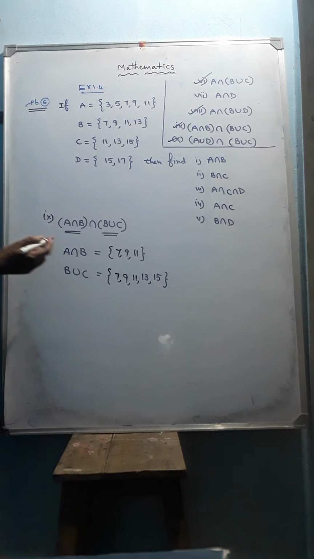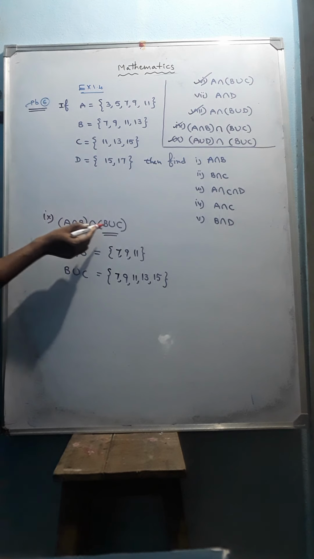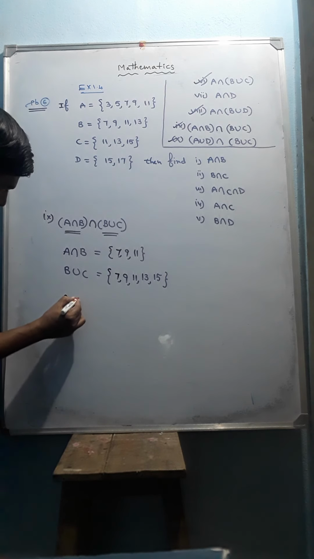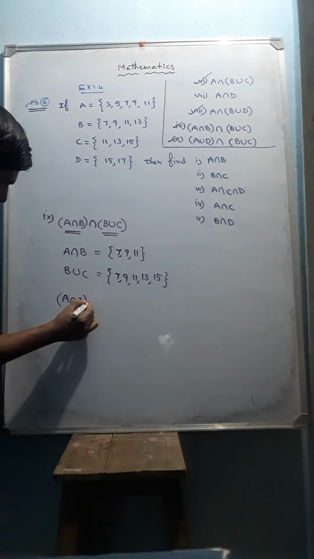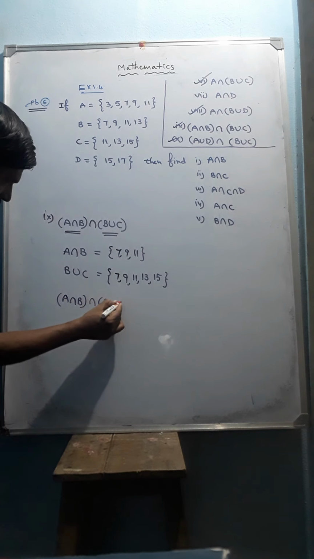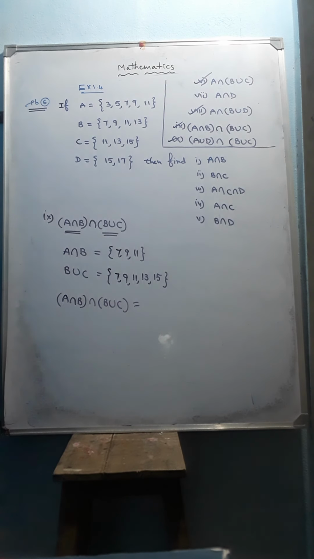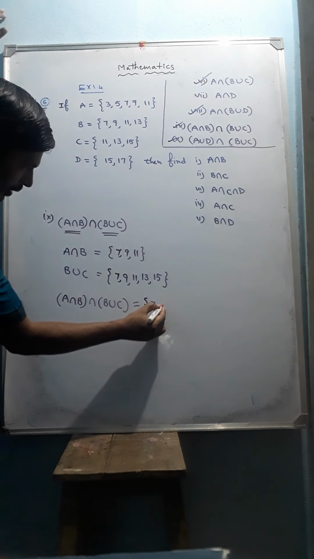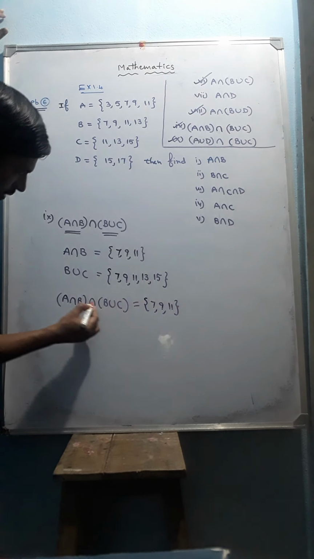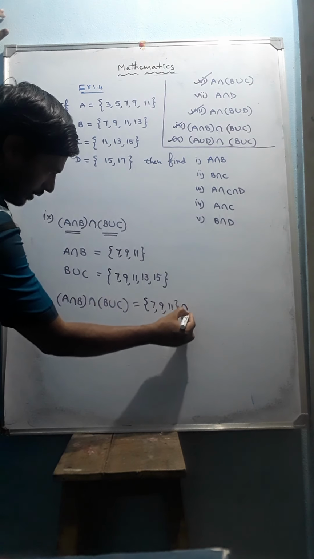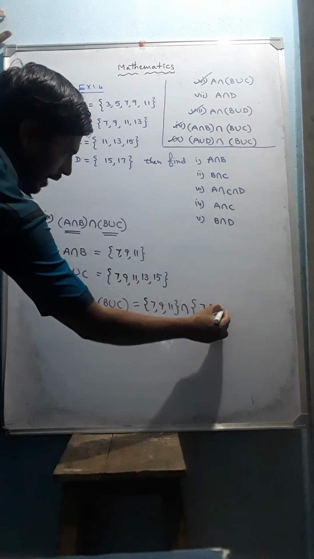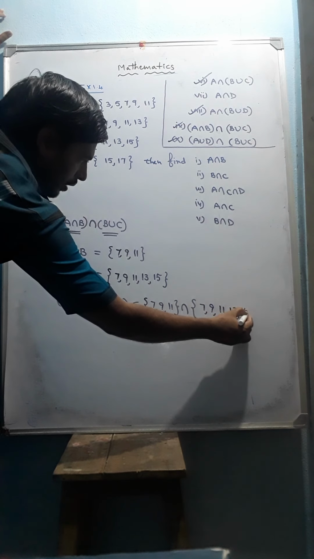Okay. So we got A intersection B set and B union C. So between what is the operation? Intersection is the operation. So now you can write the problem. So A intersection B intersection B union C, that is equal to. So A intersection B answer is set of 7, 9, 11. So next intersection symbol is there. So intersection. So set of B union C is 7, 9, 11, 13, 15.